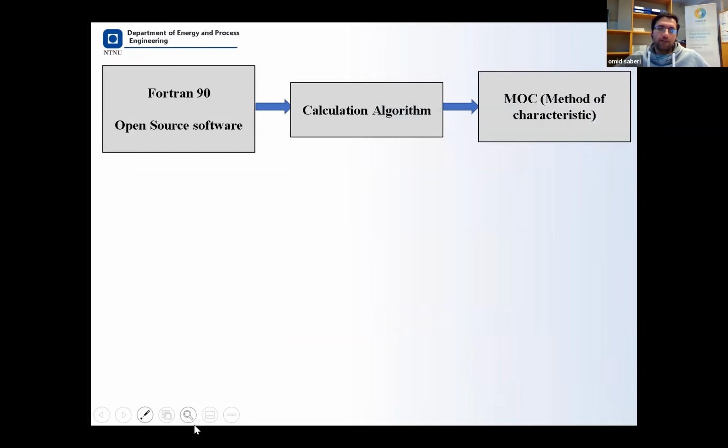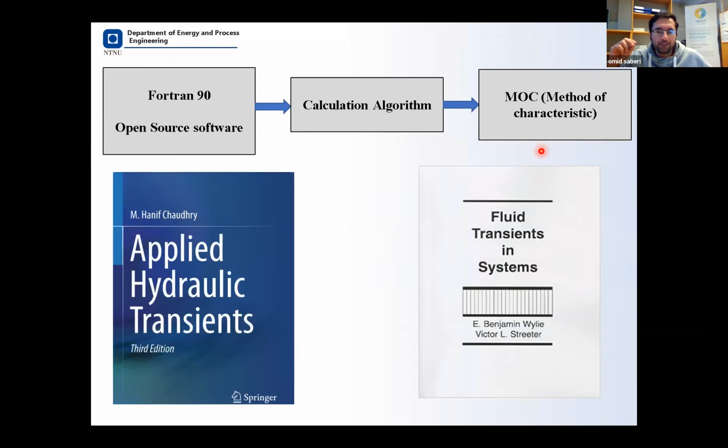The first software, Fortran 90, we used for writing the calculation algorithm code. In this code, we use the MOC method to calculate the parameters of the hydropower: water head, discharge, oscillation in the surge tanks, and also the Occur parameters, such as the reservoir volume, water level, and other things. And we use two books as references, Applied Hydraulic Transients and Flow Transients. You can read these two books, they are very useful.